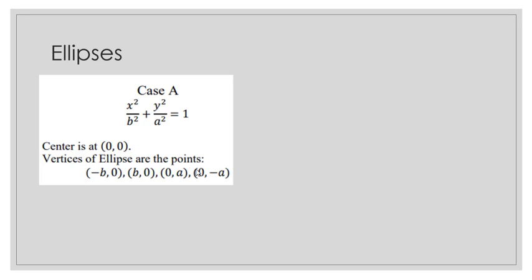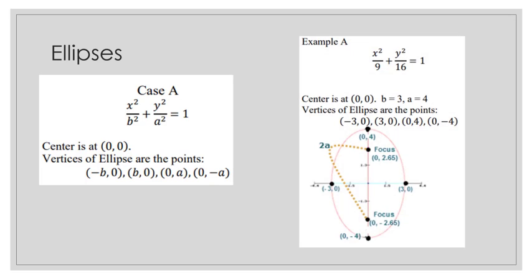You don't really have to know what the vertices are, but if you're drawing it, it helps to know, kind of like, to me, those are those north, south, east, west points, and then you just kind of fill in the dots for that. So let's look at an example.